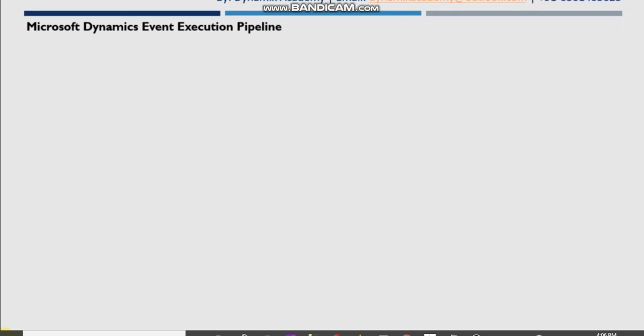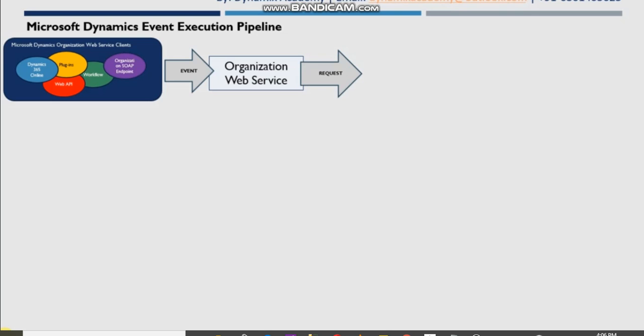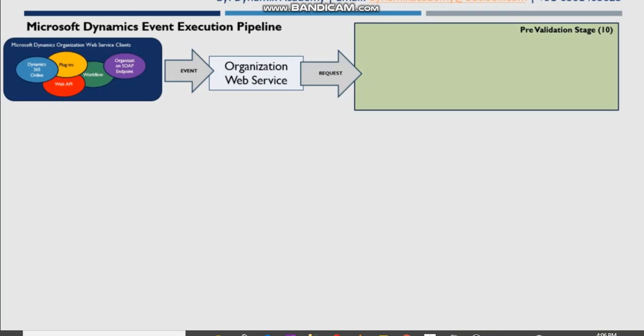So what happens on the server when you perform an operation on Dynamics 365 clients? Whenever you take an action on a Dynamics 365 client, it will subscribe to an event. The event will be handled by Organization Web Service. The web service will create an Organization Web Service request object that will be passed to a pre-validation stage. And in the pre-validation stage, the Dynamics 365 server first will check, are there any plugins registered in the pre-validation stage that match the context, message type and entity for which the event has been raised.